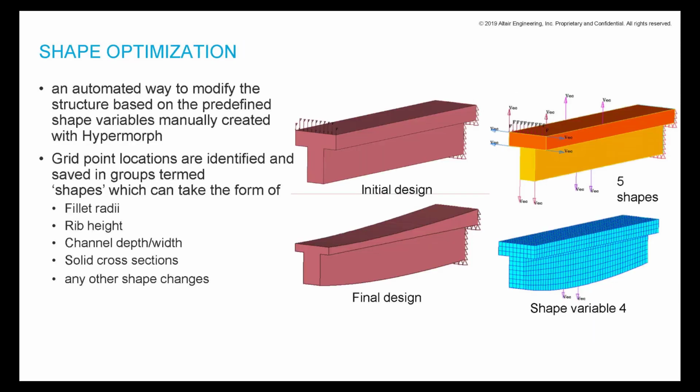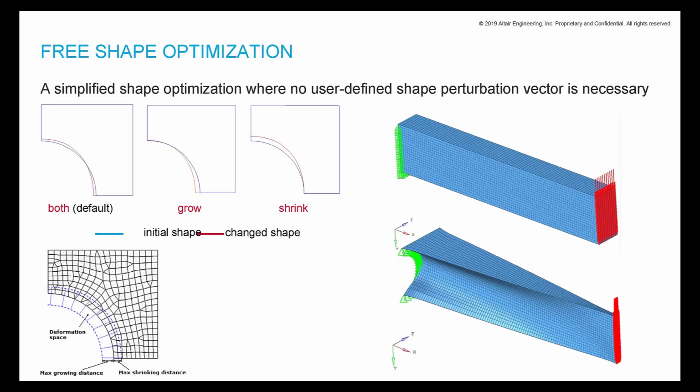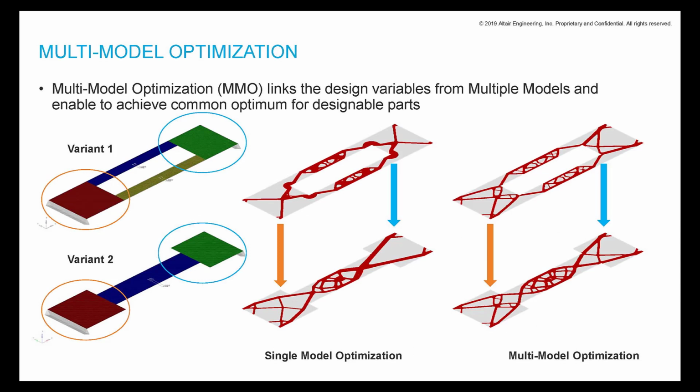Shape optimization is an automated way to modify the structure based on the predefined shape variables manually created with HyperMorph. The usual shape variables are fillet radii, rib height, channel depth or width, or solid cross-sections. Free shape optimization is a simplified shape optimization where no user-defined shape perturbation vector is necessary. Multi-model optimization links the design variables from multiple models and enables achieving common optimum designable parts.